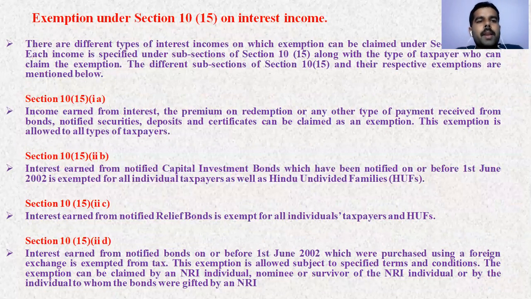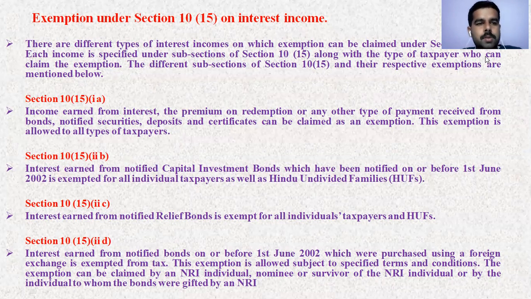The next: exemption under section 10 subsection 15 on interest income. There are different types of interest income on which exemption can be claimed under section 10 subsection 15. Each income is specified under subsections of section 10(15) along with the type of taxpayer who can claim the exemption. The different subsections of 10(15) and the respective exemptions are mentioned below. You observe carefully, here on interest amount also the exemptions are there.